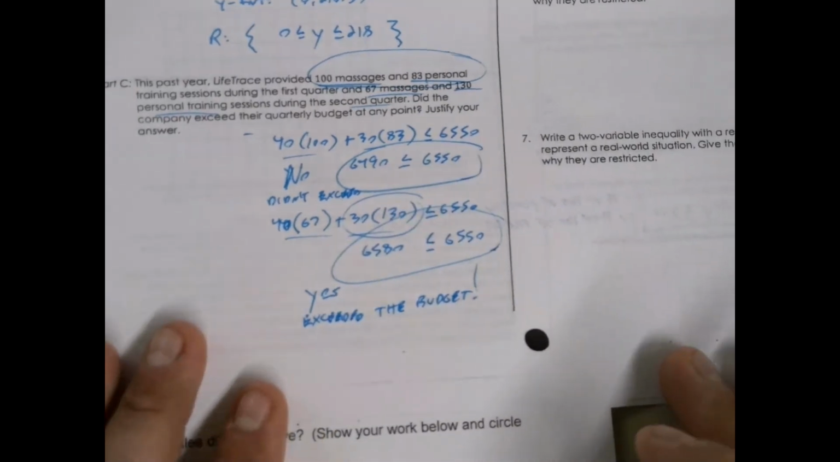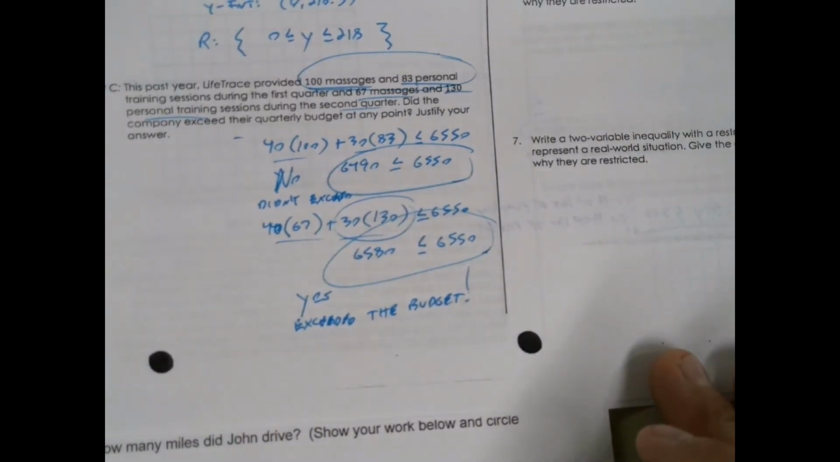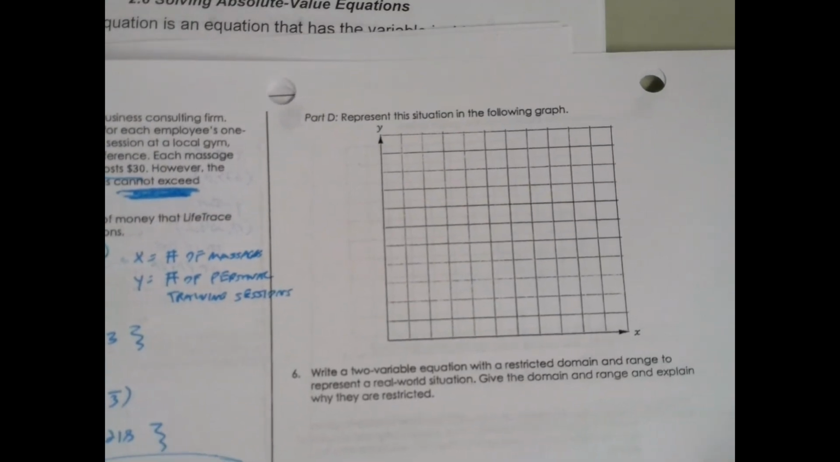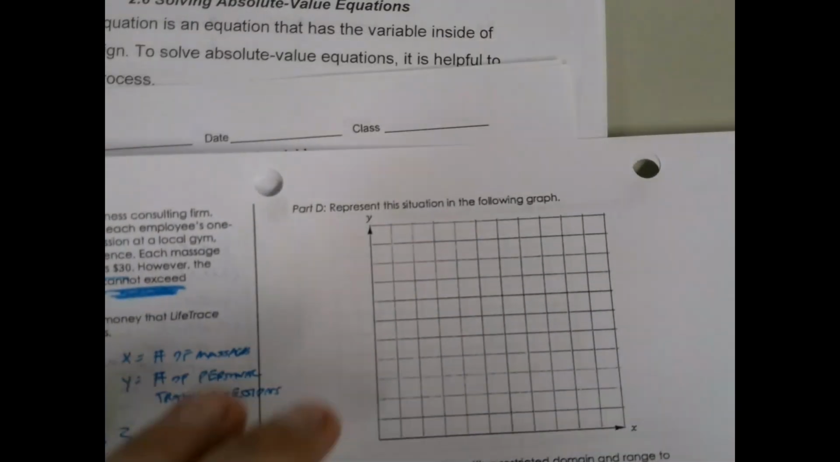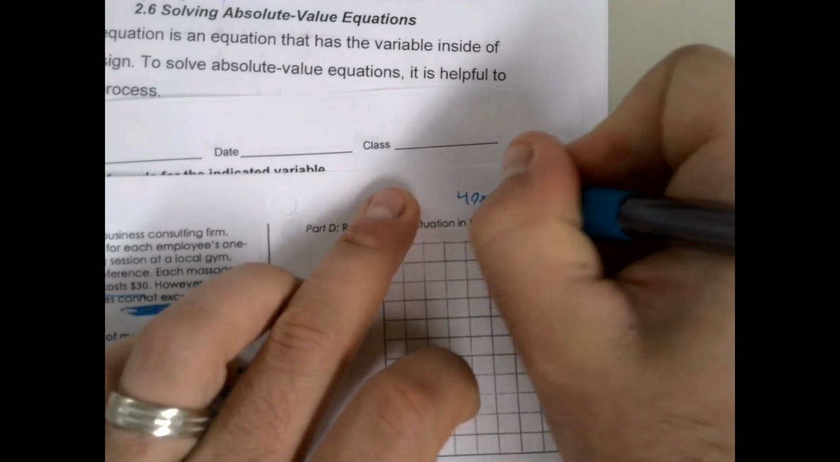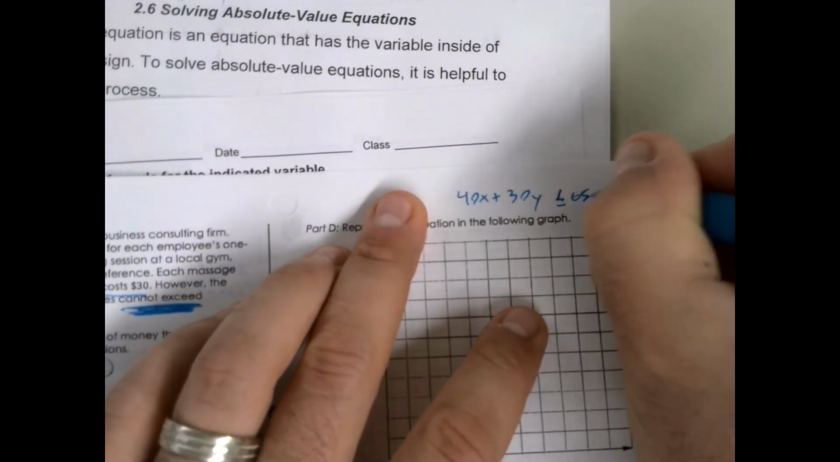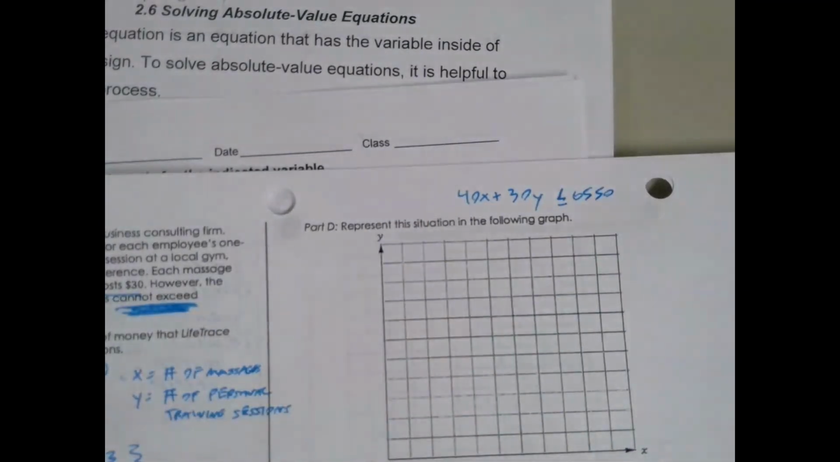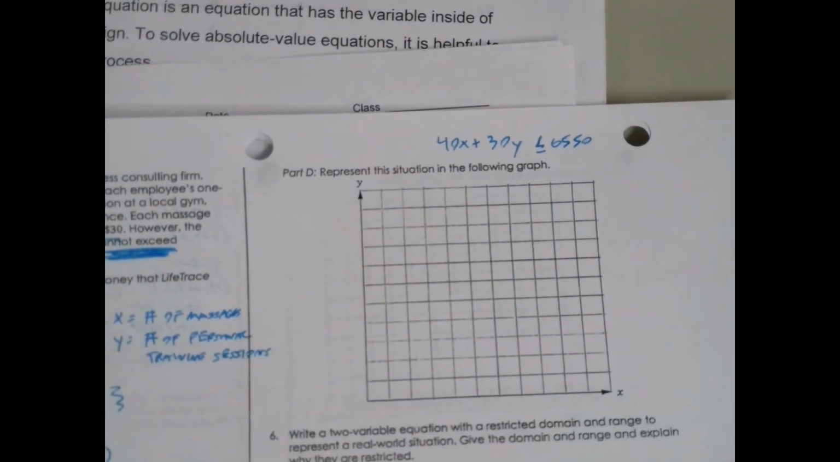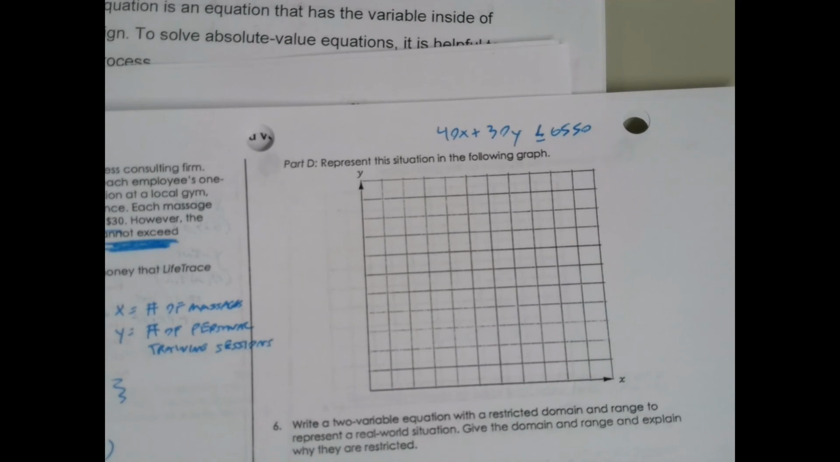Okay. So, are you guys appreciating the relevance of what you're learning then? I mean, that's the thing. We want to make sure we're seeing that. So, the last thing I'd ask you to do in this situation is let's graph our model. So, we got 40x plus 30y is less than or equal to 6,550. And I'm going to get you set up on the graph. And it's very similar to what we just established.